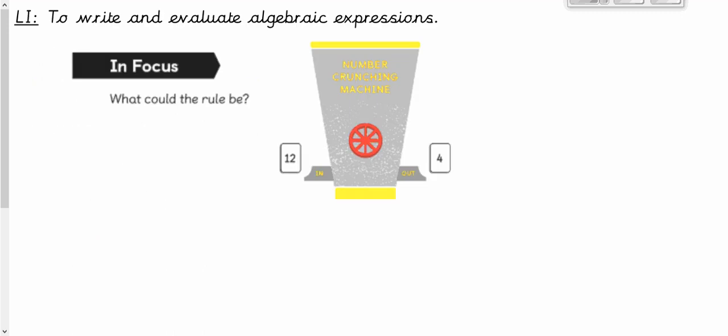Right, let us move on again. So for today, we're going to write and evaluate algebraic expressions. So we're going to write them. And evaluate means sort of think about, is there more than one? Is it right? How do we know it's correct?